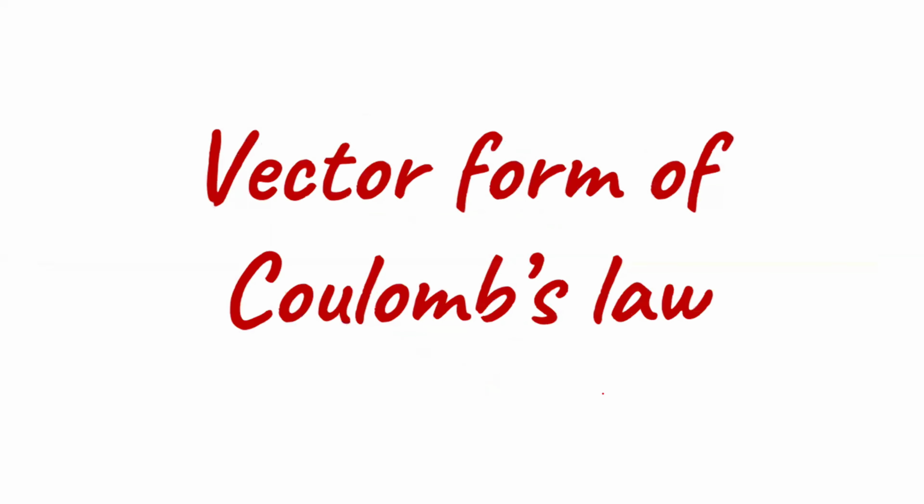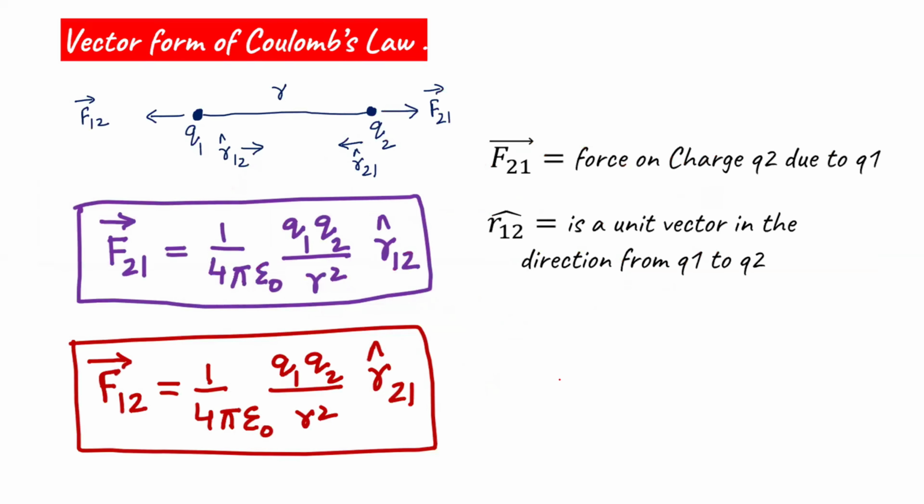Now, what is the meaning of the vector form of Coulomb's law? Till now we have seen the magnitude of Coulomb's law, that is F is equal to 1 upon 4 pi epsilon naught, q1 q2 upon r square. Now let us elaborate more. There is a unit vector defined, r12 cap, and another is r21 cap. The two are just opposite to each other. Now, what is the meaning of r12? We can easily understand this is nothing but a unit vector in the direction q1 to q2. Similarly, r21 is just opposite to this.